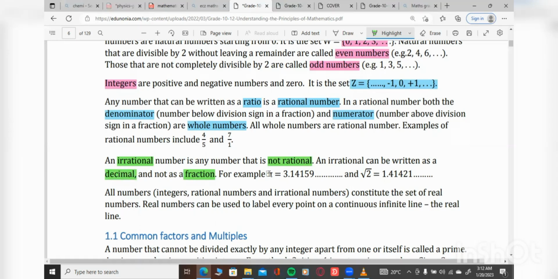For example, we can take pi, which is 3.14159 and so on, meaning that it's an irrational number.